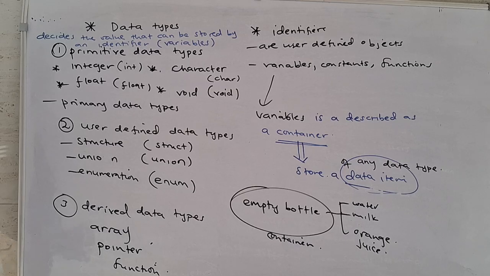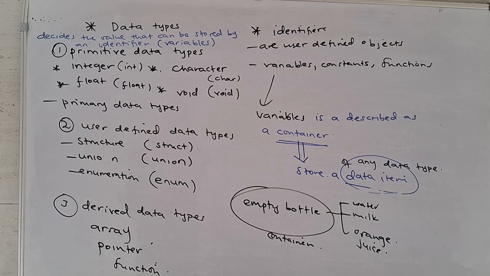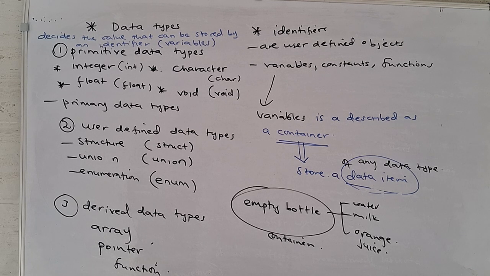So the data type is going to decide the value that can be stored by an identifier. Different types of data types are primitive data types, user-defined data types, and derived data types. We have integer, float, character, and void. Integer, the keyword is int. Float, the keyword is float. Character, the keyword is char. Void, the keyword is void. Different types of user-defined data types are structure, union, and enumeration. Different types of derived data types are array, pointer, and function.